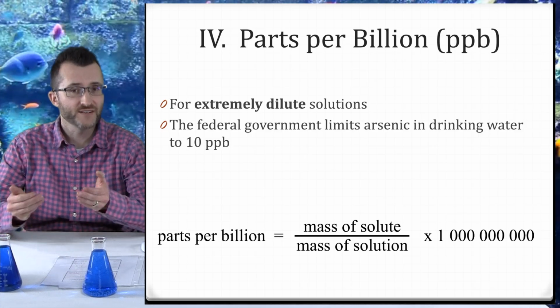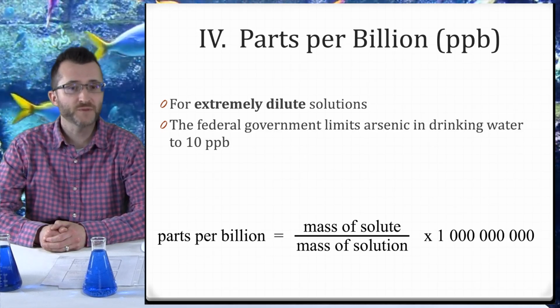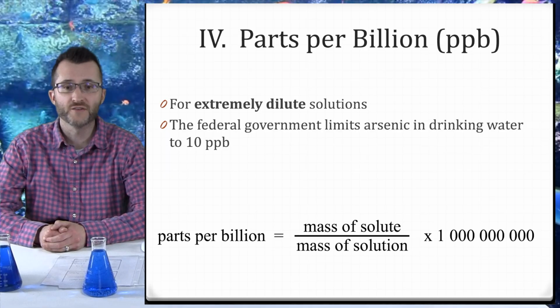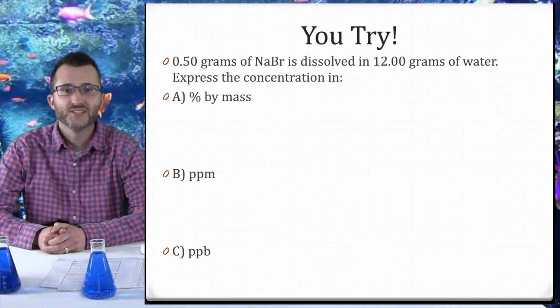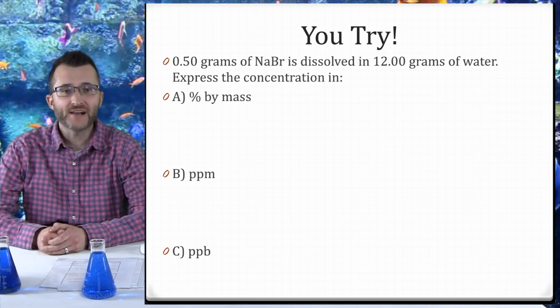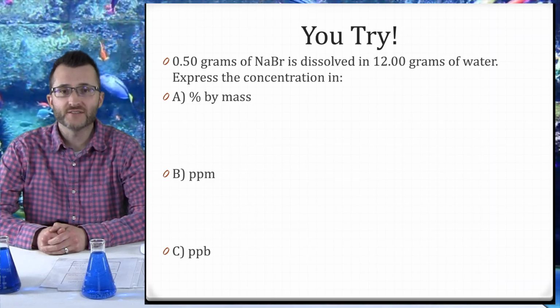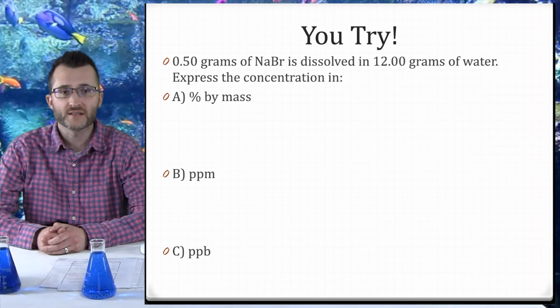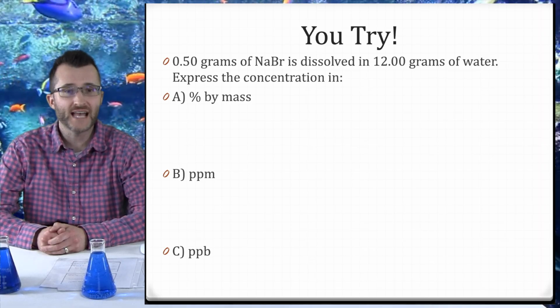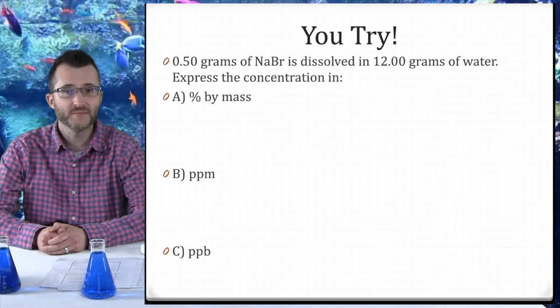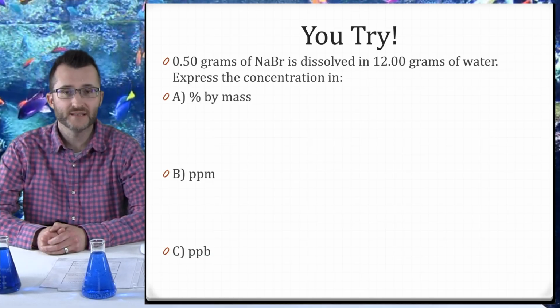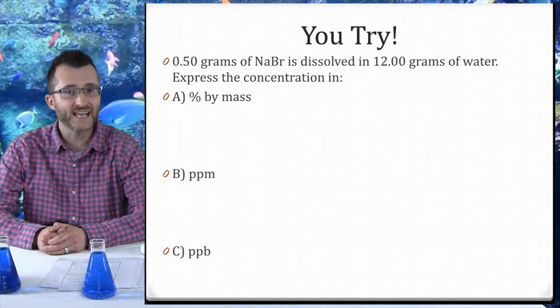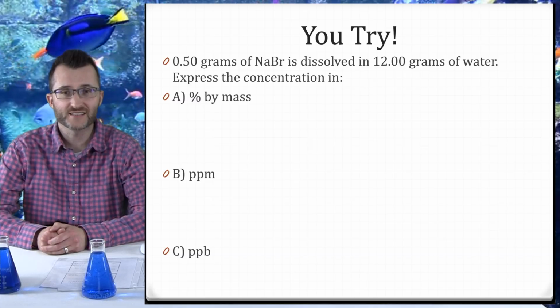The formula is very similar to parts per million. Parts per billion equals the mass of the solute over the mass of the solution times 1 billion. You try. 0.50 grams of NaBr is dissolved in 12.00 grams of water. Express the concentration in A, percent by mass, B, ppm, and C, ppb. Make sure to show your work FSA, showing units and sig figs.